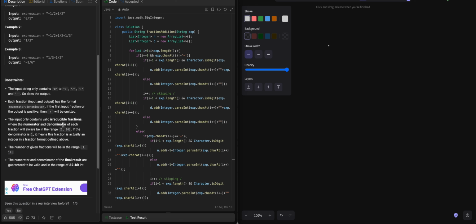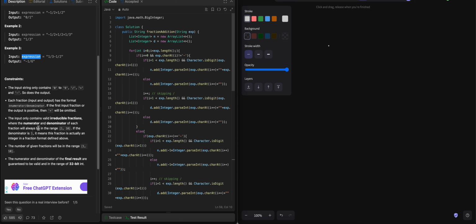So in the given expression, the first fraction that you see, if it is positive, that's the only exception when it will not have a positive symbol. Otherwise, if the first one is negative, or if a plus is coming in between, then definitely it will have the symbol. So that's the exception: when the first fraction in the given expression is positive, we won't have a symbol. Same goes for the output also.